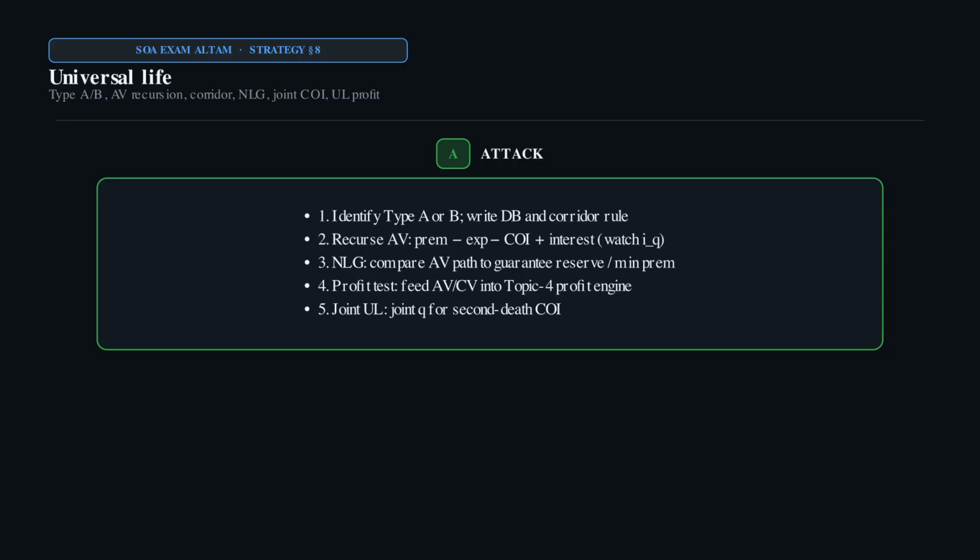For no-lapse guarantee, compare the AV path to the guarantee reserve and minimum premium rules. If profit testing, feed account and cash values into the topic for profit engine. For joint UL, use joint mortality for second death COI.